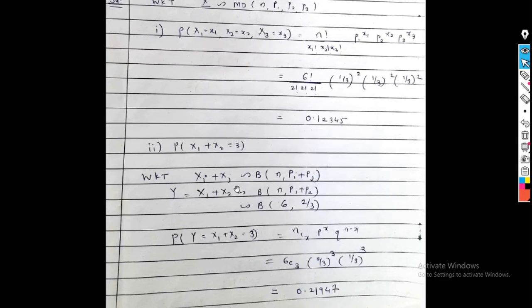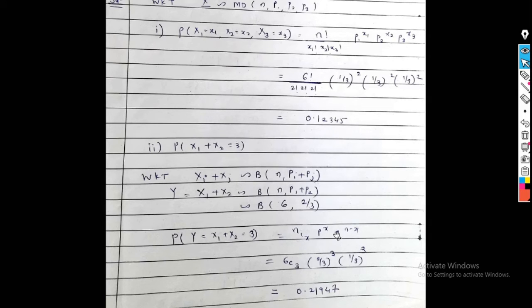Now the second one is the probability of x1 plus x2 equal to 3. We know that xi plus xj follows a binomial distribution with n, pi plus pj. So x1 plus x2 is denoted by capital Y. It follows a binomial distribution with parameters n, p1 plus p2, that is n equal to 6 and p1 plus p2, that is 1 by 3 plus 1 by 3, which is 2 by 3. We have to calculate x1 plus x2, that is Y, equal to 3. Now Y follows a binomial distribution with parameters 6, 2 by 3.